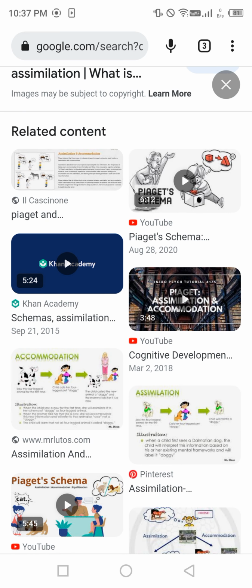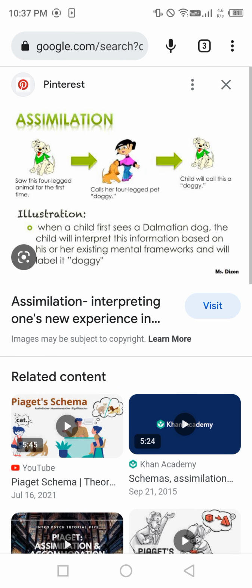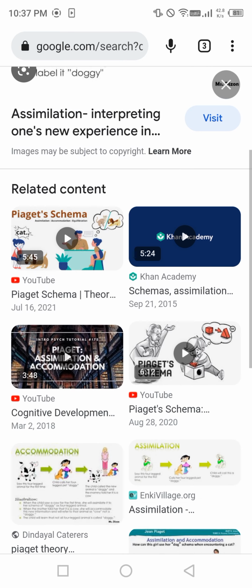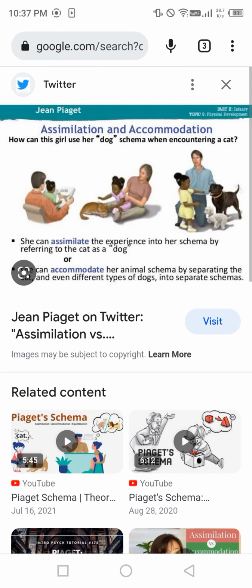Okay, now let's see something about assimilation as well. I hope we can get some good examples here. How can this girl use her dog schema when encountering a cat? She can assimilate the experience into her schema by referring to the cat as a dog, or she can accommodate her animal schema by separating the cat and even different types of dogs into different schemas.